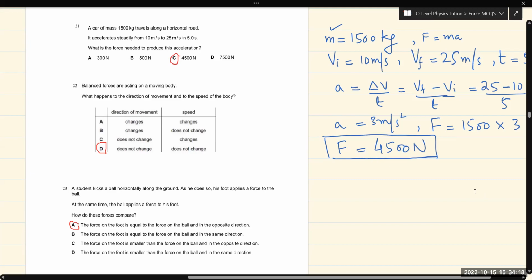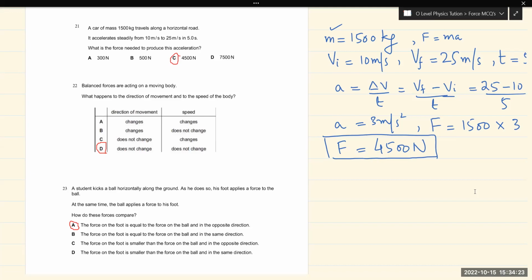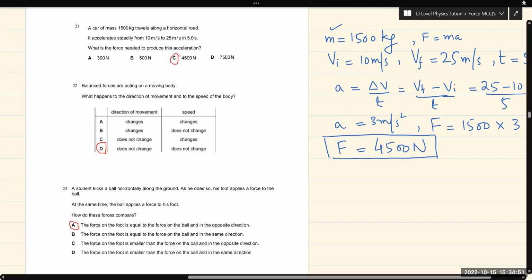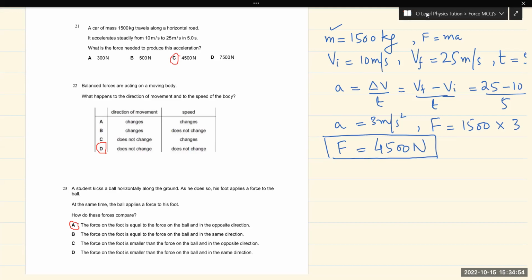So a student kicks a ball horizontally along the ground. As he does so, his foot applies a force to the ball. At the same time, the ball applies a force to his foot. How do these forces compare? The force on the foot is equal to the force on the ball in the opposite direction. जो force on the foot है वो equal है the force on the ball जो हमने ball पे लगाई है but in the opposite direction. So right option is A. Thank you.